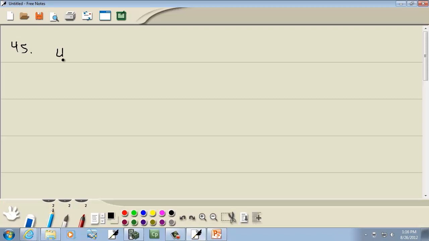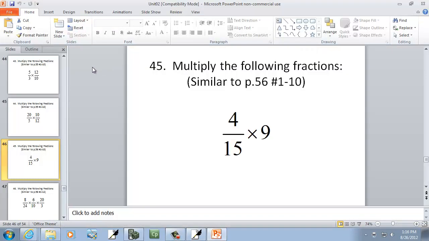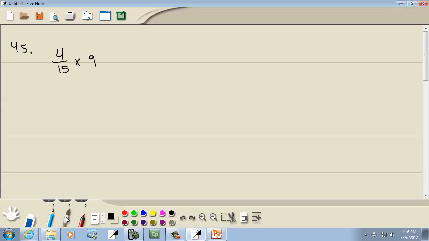Here we got 4/15 times 9. Well, remember what I said earlier. I said if we're going to add or subtract fractions, they both should be fractions. If we're going to multiply fractions, then they both should be fractions. So same idea. We're going to take the 9 and put it over 1.